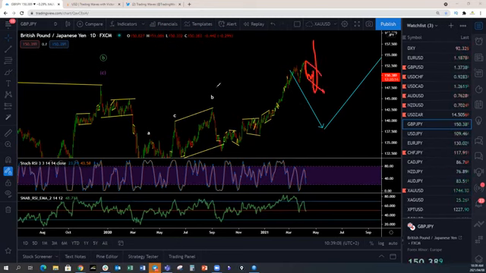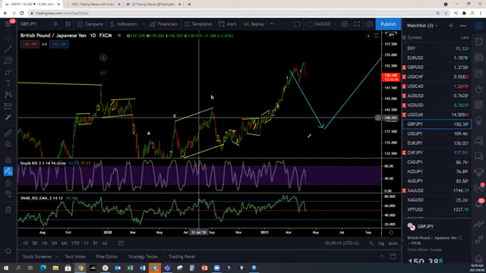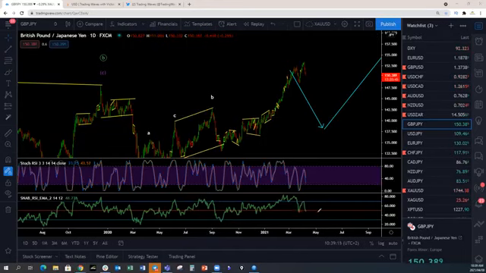Let's check the indicators here. The daily looks like it's about to dip below 50. If it starts doing that, then we're going to start looking for trades to the downside. As long as the daily is above 50, we do not take any opposite trades.